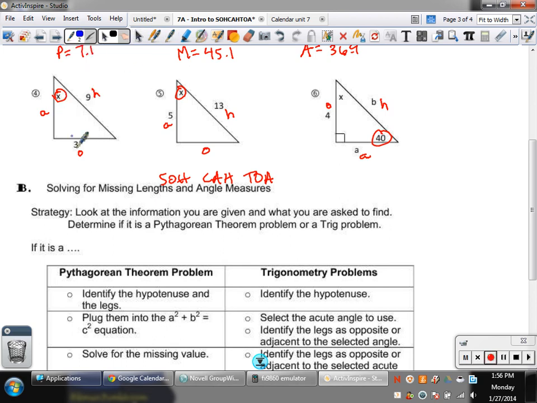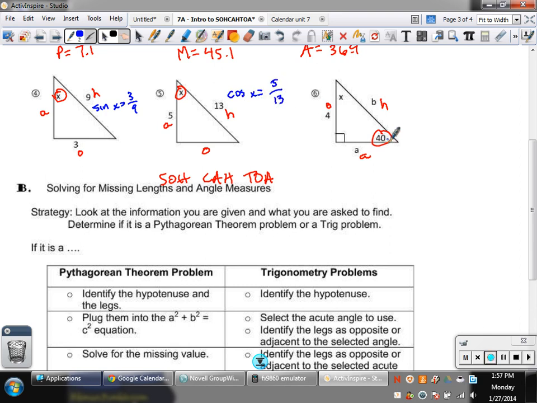So O and H has to be sine. So this is the sine of x equals 3/9. We'll set them each up first. Set all of them up, and then we'll do the calculations. Here we have A and H. That's cosine. So the cosine of x equals 5/13.